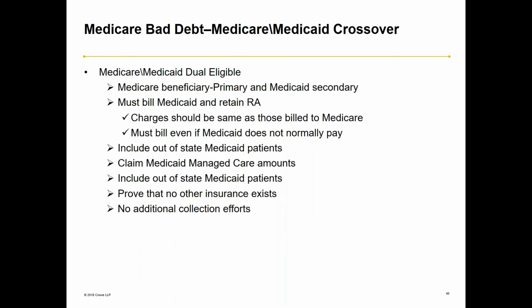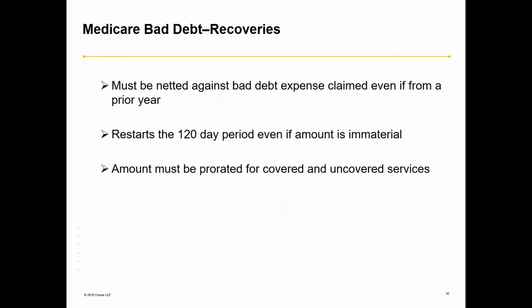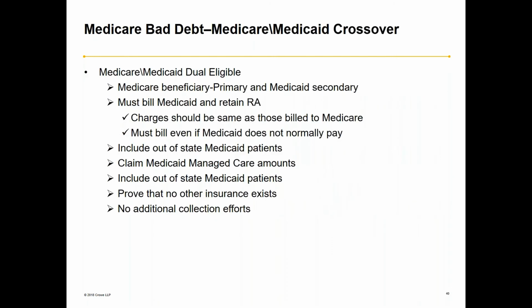Medicare Medicaid crossovers is another bucket. A Medicare Medicaid crossover is a Medicare beneficiary that has Medicare primary and Medicaid secondary. The big issue here is billing Medicaid. You must bill Medicaid, and you must have an RA that shows that you billed Medicaid and what was paid by Medicaid. In most cases, it's probably going to be zero, and that's what will show on the RA.